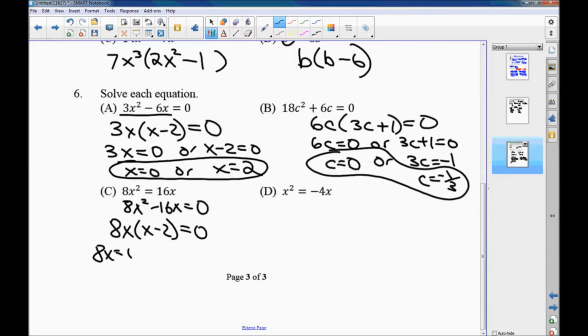Then we solve each one of these separately. Either 8x needs to be 0 or x minus 2 needs to be 0 because these two expressions multiply to make 0. And two things that multiply to 0 means one of them must be 0. So we solve them separately. We get 0 or we get 2.